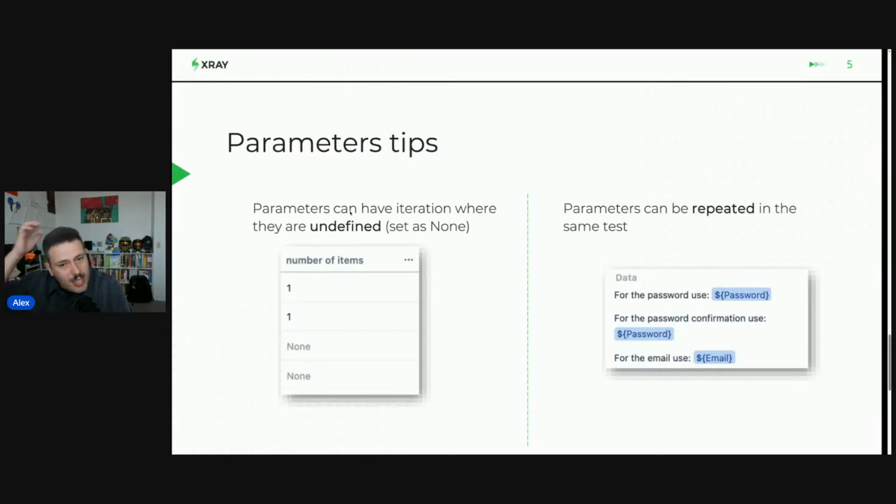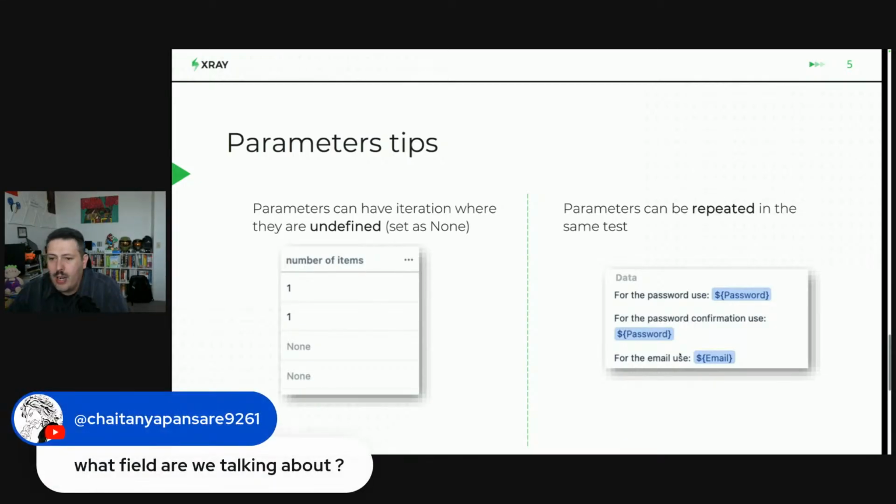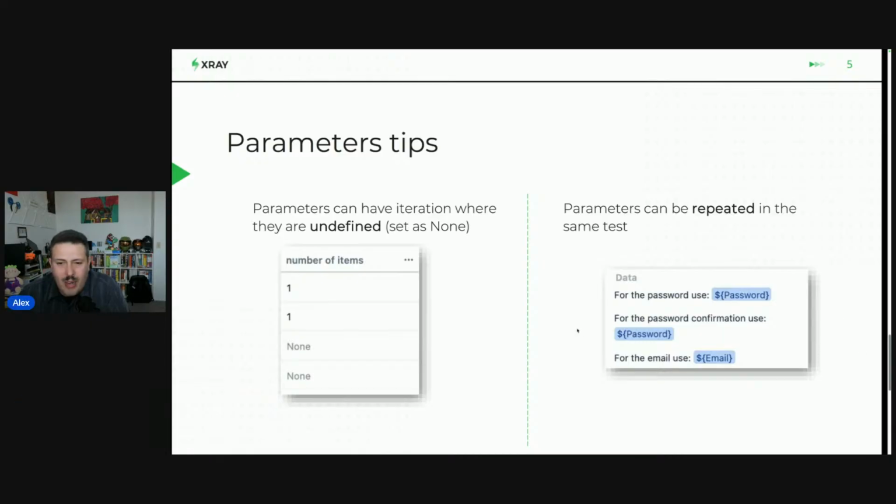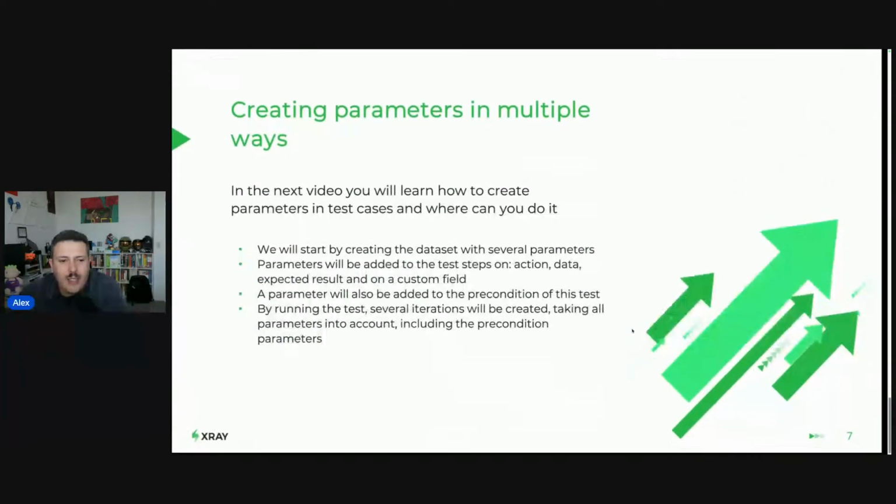So, parameterized tips. A parameter can have an iteration where it is undefined, and parameters can be repeated in the same test. So you can actually use the same parameter. This is key. This is important. What field are we talking about? Right now it's just a custom field that you create. You create variables inside of the Xray portion of your test, and then you add these variables in here. It's kind of powerful. I like it, and it's an interesting way of doing it.